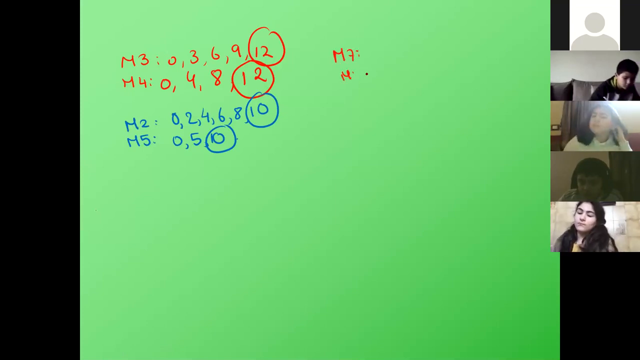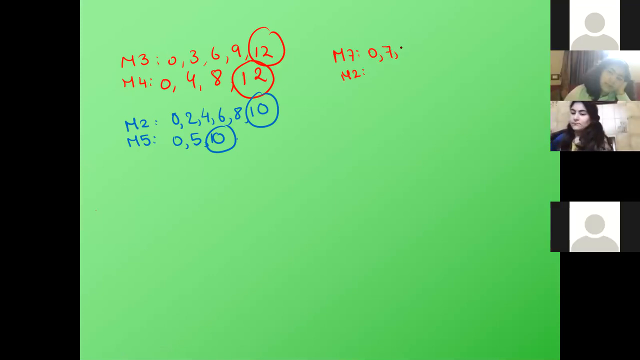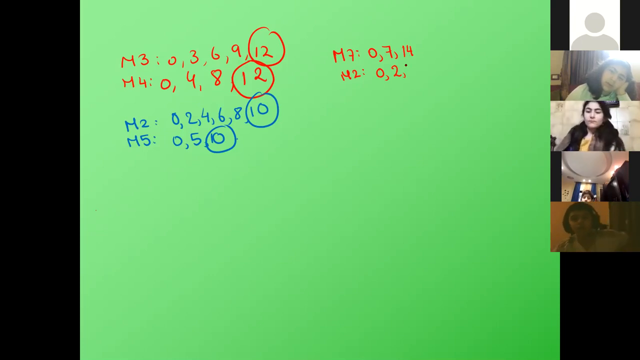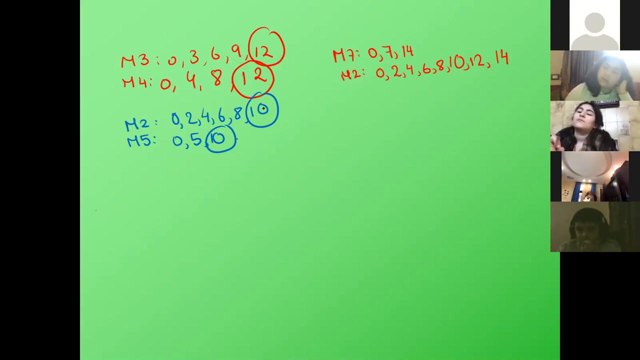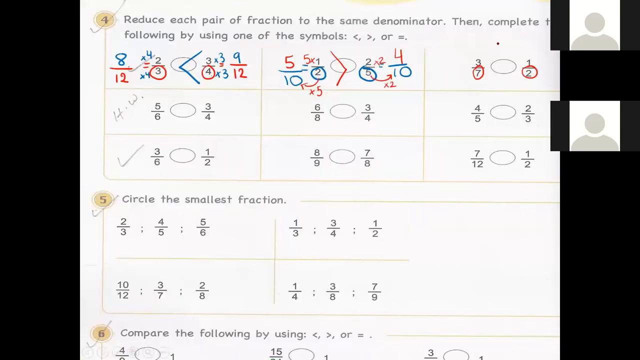Start. 0, 7, 14. Down: 0, 2, 4, 6, 8, 10, 12, 14. So what is the common denominator? 14. Bravo.